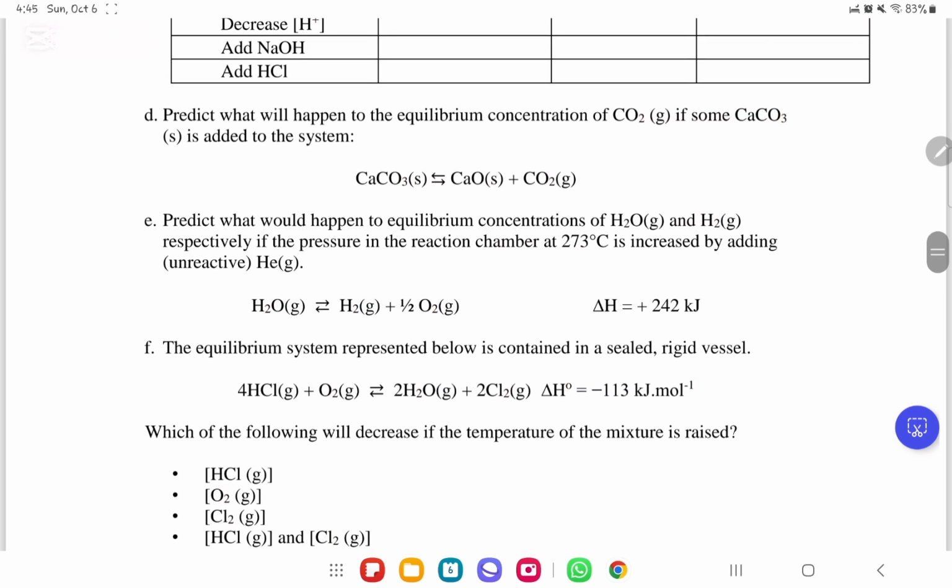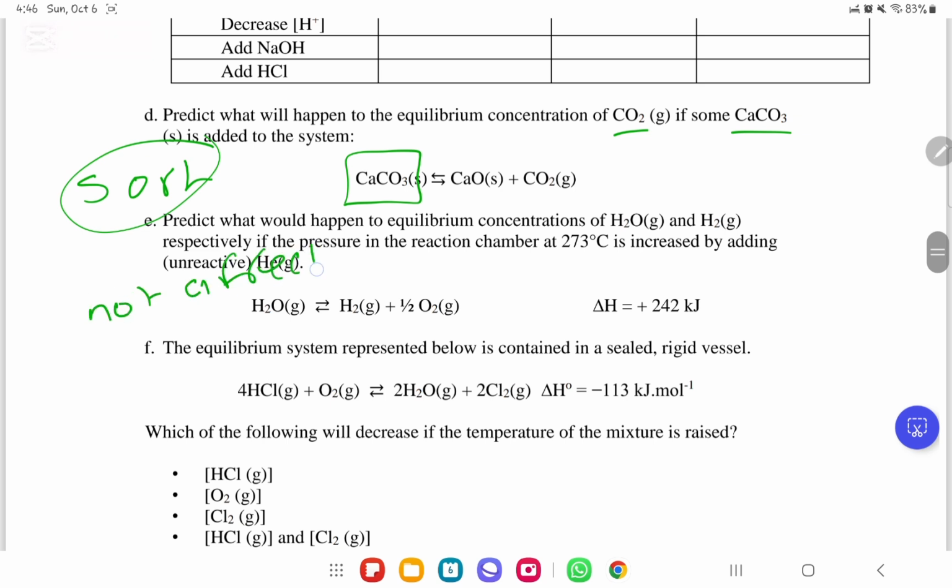Now part D. Predict what will happen to the concentration of CO2 if some CaCO3 is added to the system. We said if we do anything with solids or liquids, it will not affect equilibrium. So adding a solid to the system will not affect equilibrium. Everything will remain as it is. So the equilibrium concentration of CO2 stays constant, stays the same.